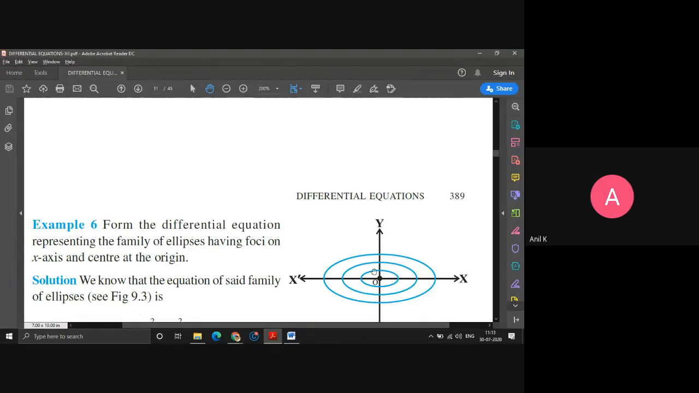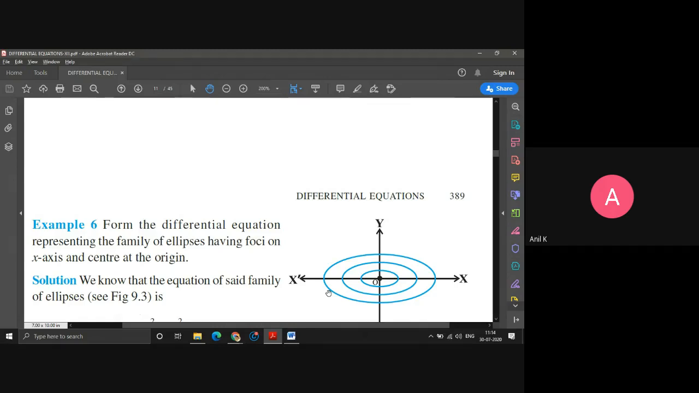Here you can see the first ellipse, second ellipse, then third ellipse, then the fourth ellipse can come. For all these ellipses, the differential equation is going to be the same. So anyone remember what we studied in class 11th? x square by a square plus y square by b square equals to 1. That is the family of ellipses whose foci are on the x-axis and centered at the origin.